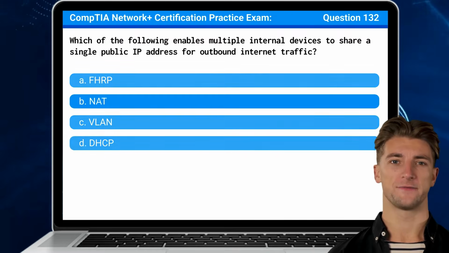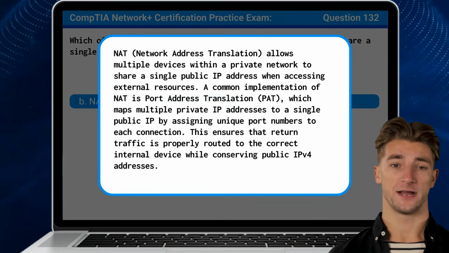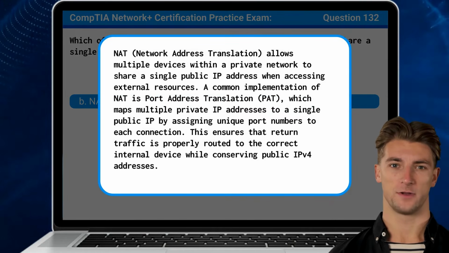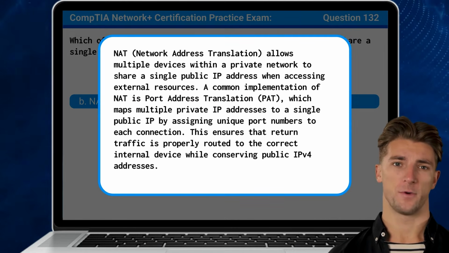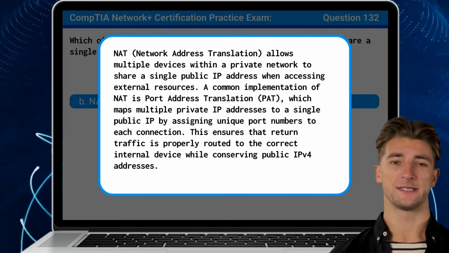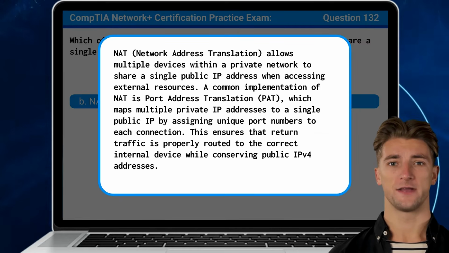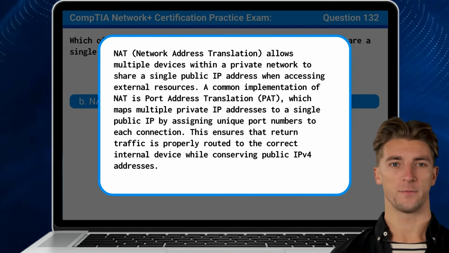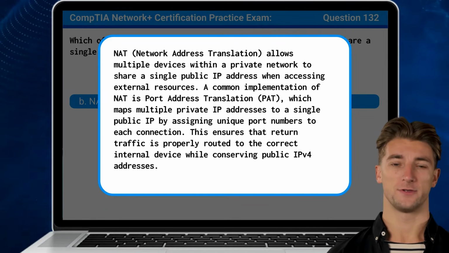The answer is B. NAT. NAT, or Network Address Translation, allows multiple devices within a private network to share a single public IP address when accessing external resources. The common implementation of NAT is Port Address Translation, or PAT, which maps multiple private IP addresses to a single public IP by assigning unique port numbers to each connection. This ensures that return traffic is properly routed to the correct internal device while conserving public IPv4 addresses.